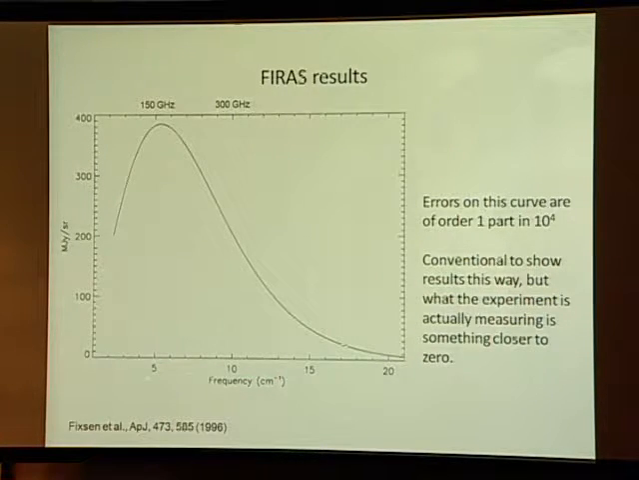Because it's an interferometer, people like to plot frequency as wave numbers, inverse centimeters. I don't think in inverse centimeters, so I put the frequency up here to remind myself of what these things are. And megajanskis per steradian is the y-axis. The errors are about 1 part in 10 to the 4 on this curve.